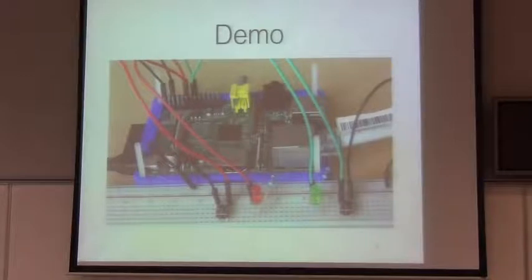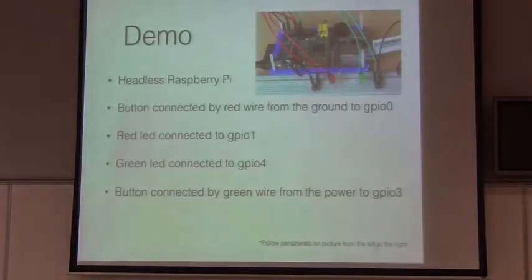So in this demo you can discover, has anybody seen this Raspberry Pi? So here it is, a headless Raspberry Pi with a configured button which is connected from the ground to GPIO 0, with a red LED, with a green LED, and with another button configured from the power to GPIO 3.